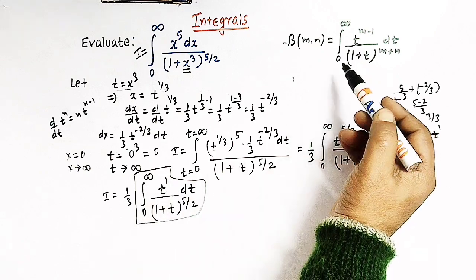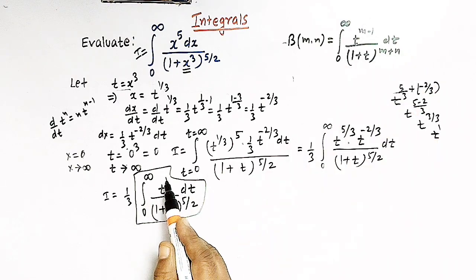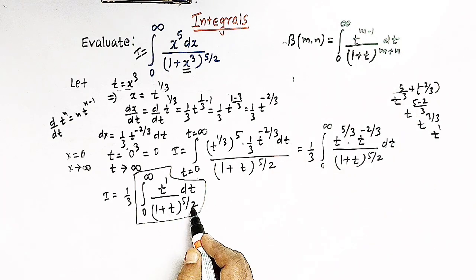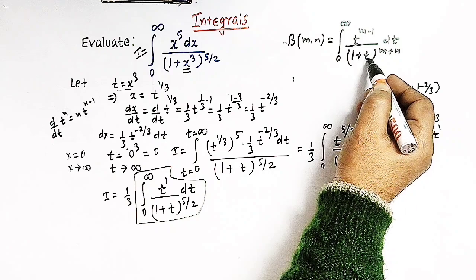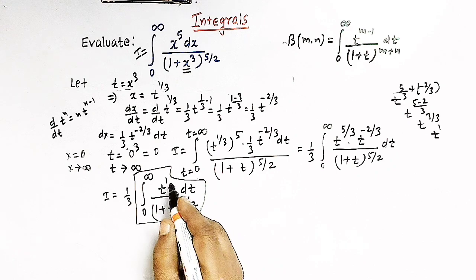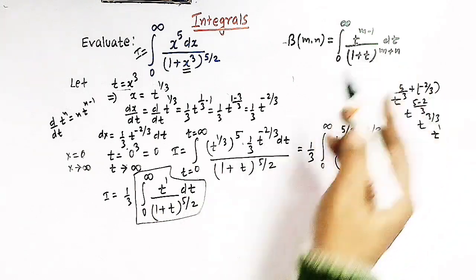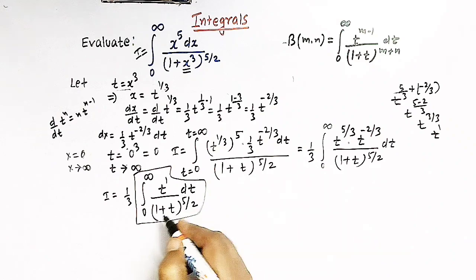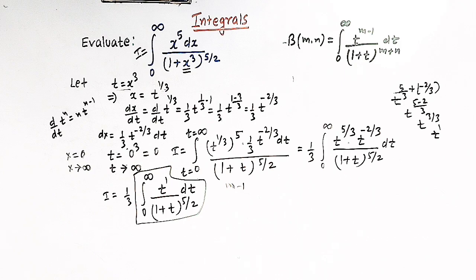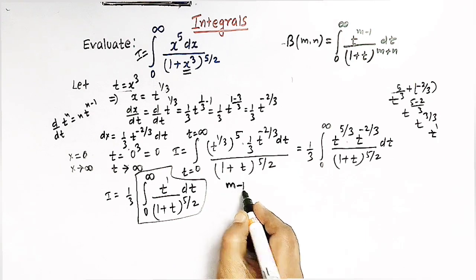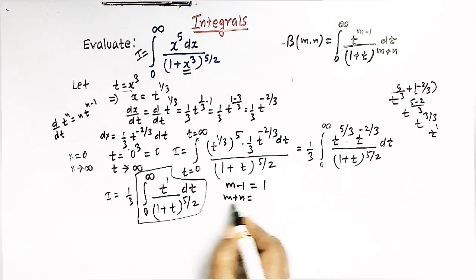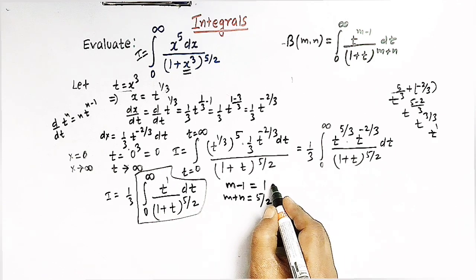So now let us compare this integral with this one. Here we have 0 to infinity, here we have 0 to infinity, and t raised to 1. Here we have t raised to m minus 1, and here we have (1 plus t) raised to 5 by 2, and here we have (1 plus t) raised to m plus n. So let us find out the values of m and n in order to express this integral in this form. So we can now compare both these integrals. We have m minus 1 equal to 1, and then m plus n is equal to 5 over 2. So let us solve this equation.